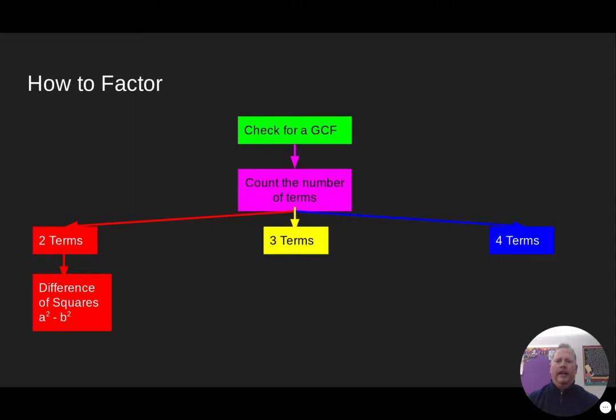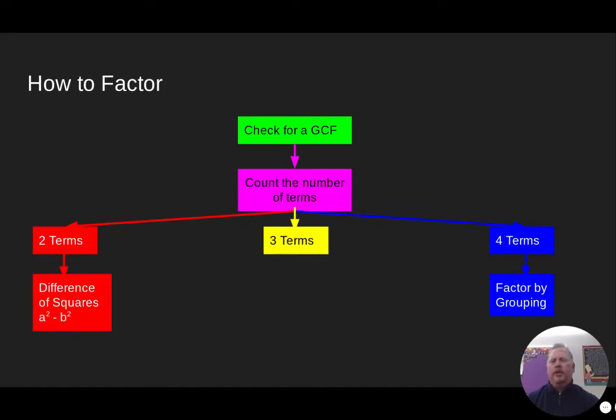Now let's jump on down. Well, if there's 4 terms, that's a dead giveaway that you're going to do factor by grouping. Okay? That's probably the easiest one to spot. Okay? Now what if there's 3 terms? There's a couple different things that could have 3 terms.